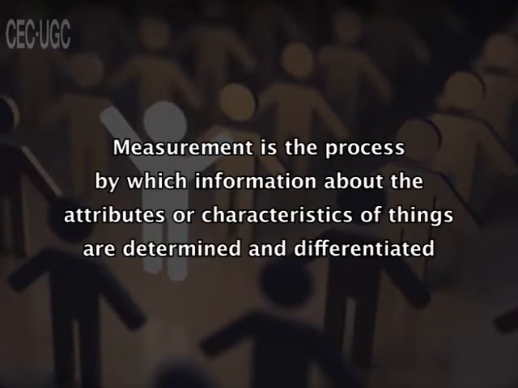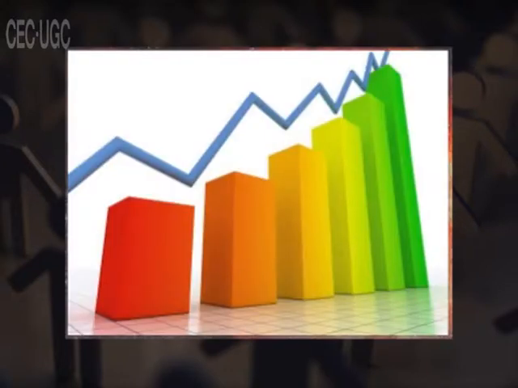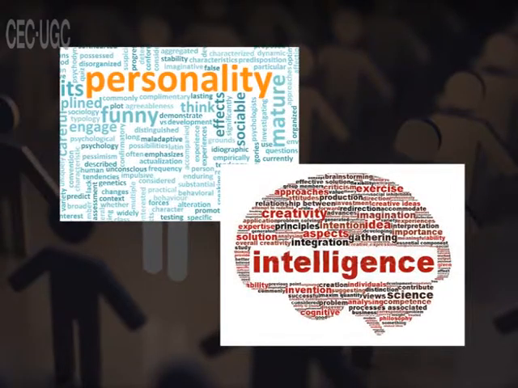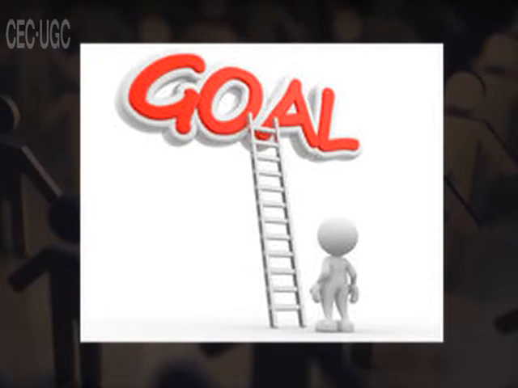Measurement is the process by which information about the attributes or characteristics of things is determined and differentiated. In other words, it refers to the process by which the attributes or dimensions of some physical object are determined. Assessment refers to the administration of quantitative tests to measure psychological variables like personality and intelligence. It is a process by which information is obtained relative to some known objective or goal.